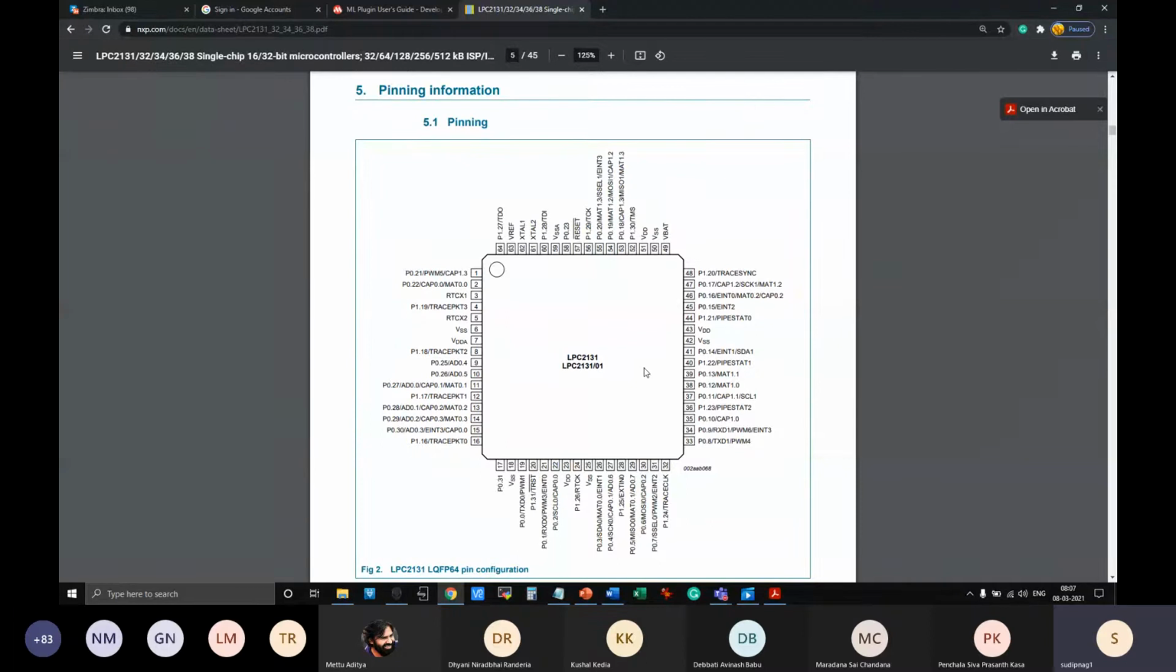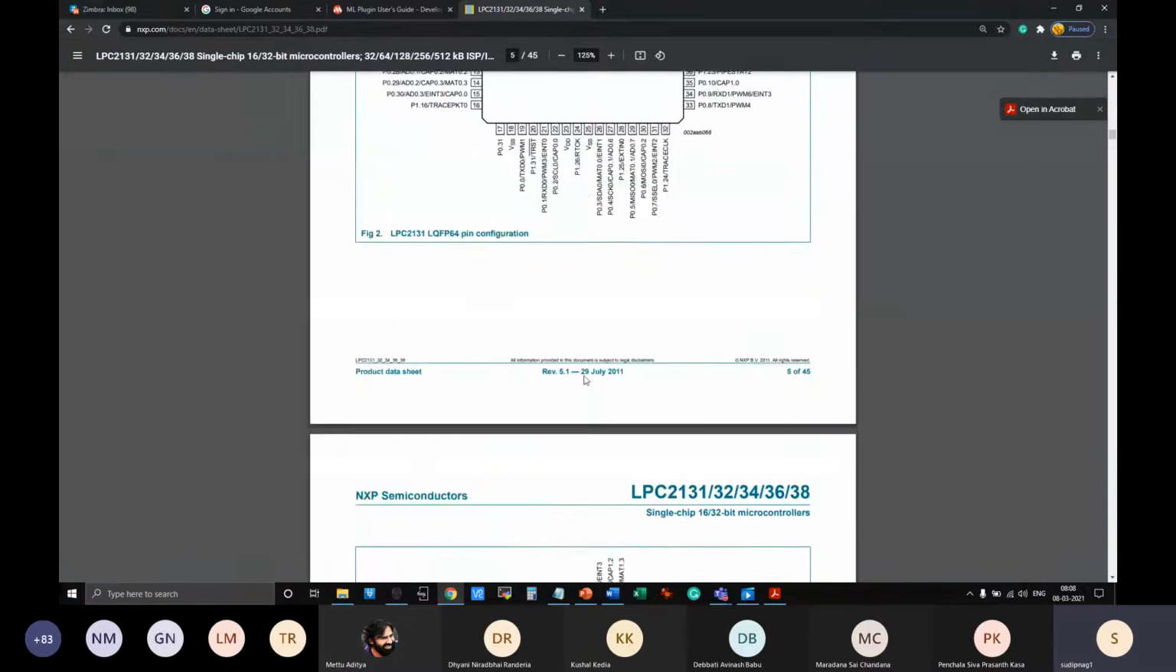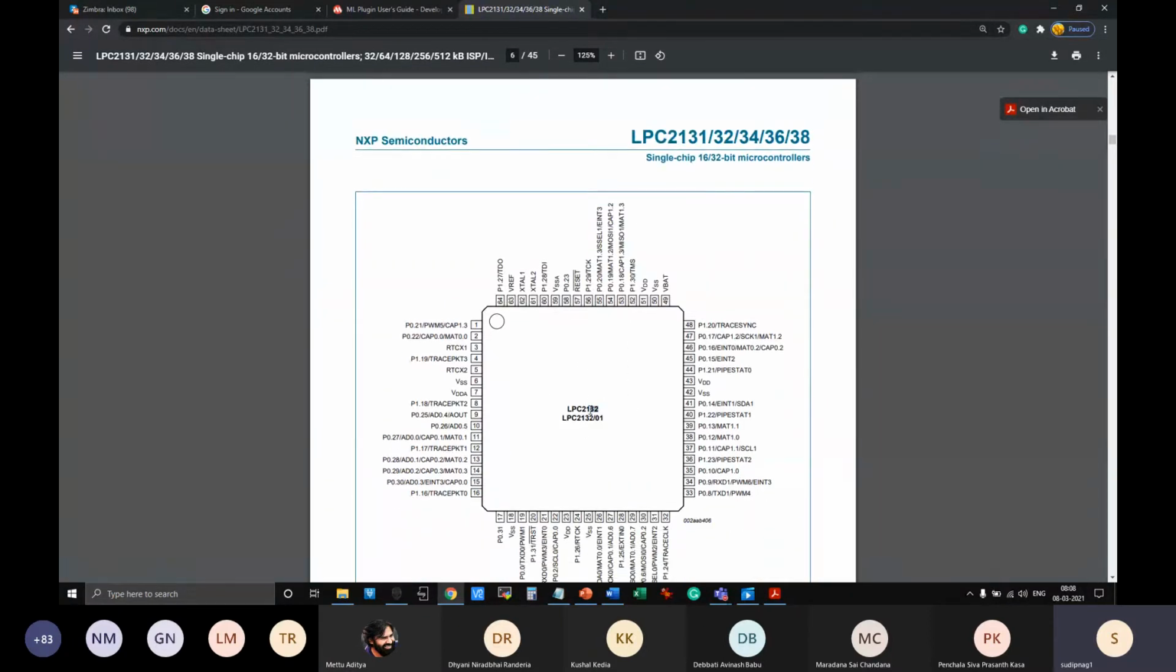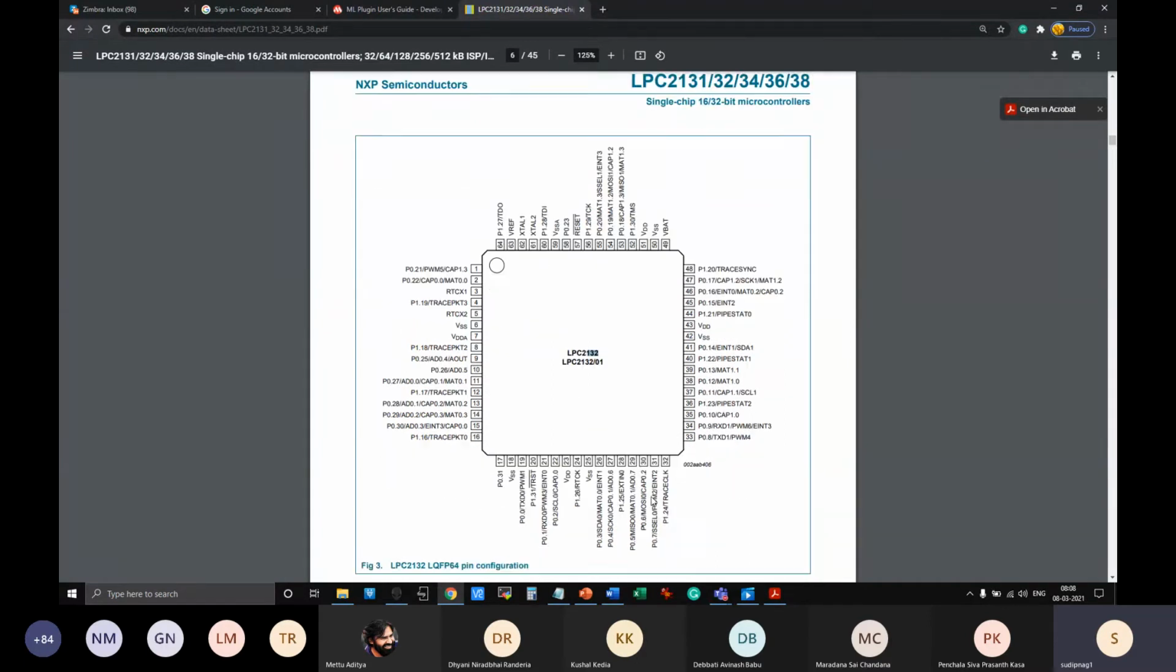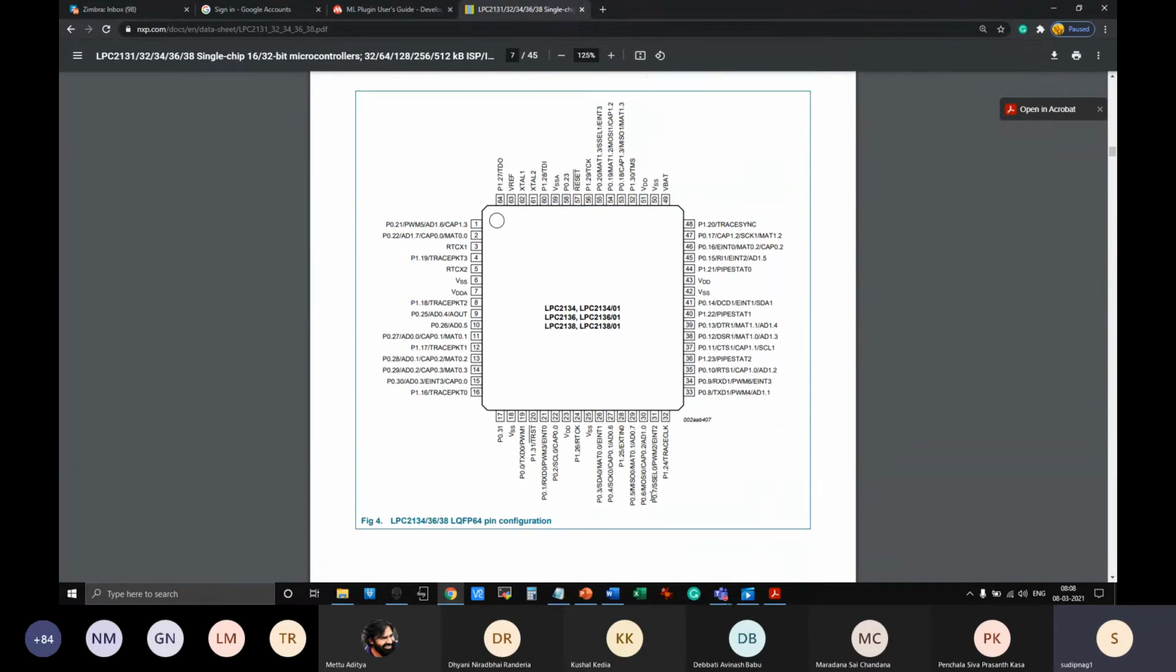We also had seen the pin configuration very briefly, where we had seen there are 64 pins available in this particular chip. For example, this is for LPC2131, but if you go to other microcontrollers like 2132, it has almost the same pin configuration with slight differences or small changes in between. In our course, we will particularly focus on 2138, where the maximum features are available within this series of microcontrollers.